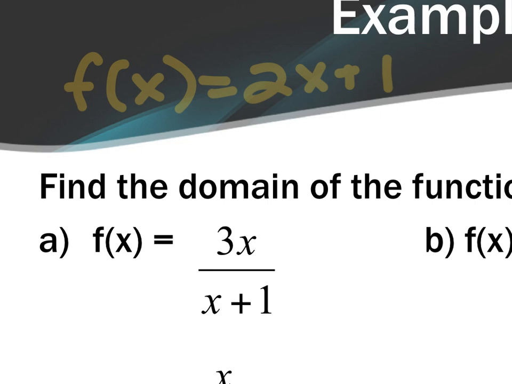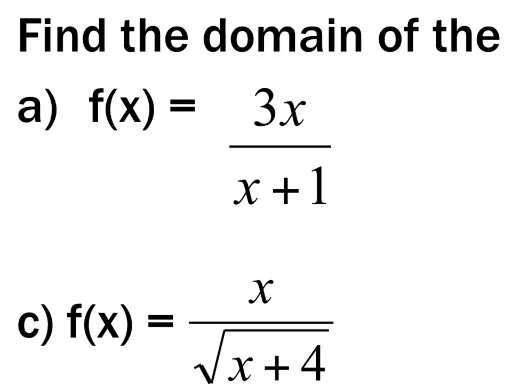But if I look at A, what's happening there that I have to worry about? There's a variable in the denominator. So what do I do? Good. Set the whole expression in my denominator not equal to 0 and then solve it. So x cannot equal -1.